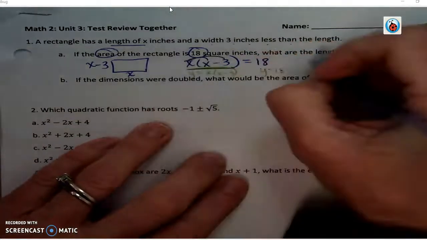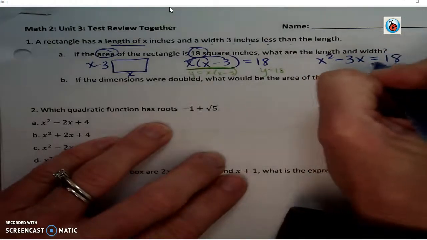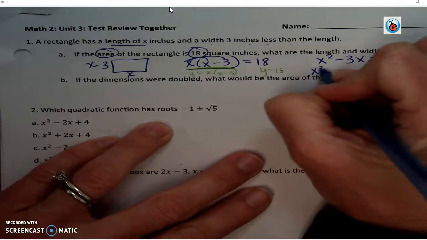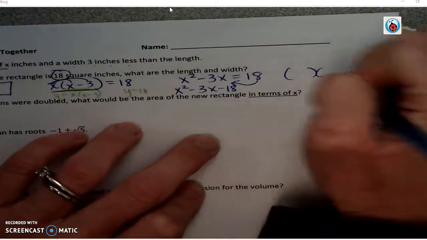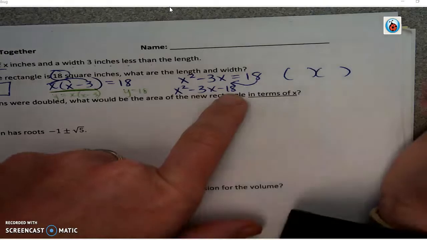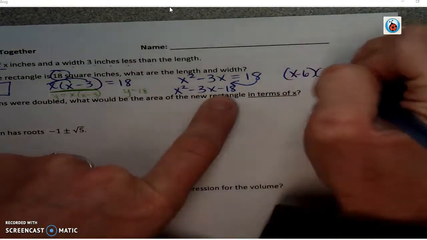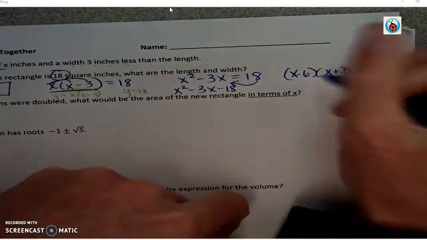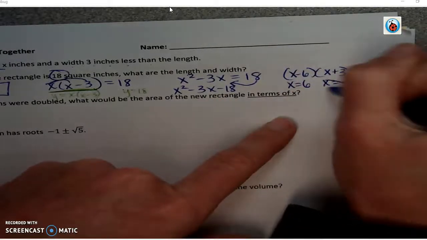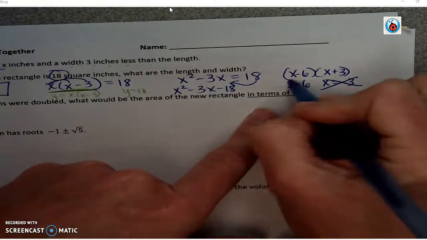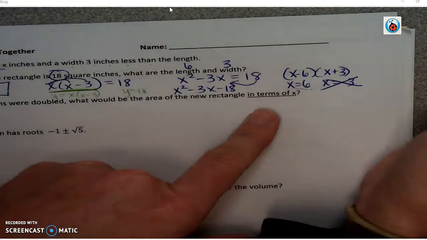So I'm going to distribute. That gives me x squared minus 3x equals 18. Move the 18 over, so that gives you x squared minus 3x minus 18. And then I'm going to factor that. Two things that multiply to give you negative 18 and add to give you negative 3 are negative 6 and positive 3. Set those both equal to 0, x equals 6, x equals negative 3. You cannot have a length that's negative. So 6 is your length, and your width is 3 less than that, which would mean the width is 3.